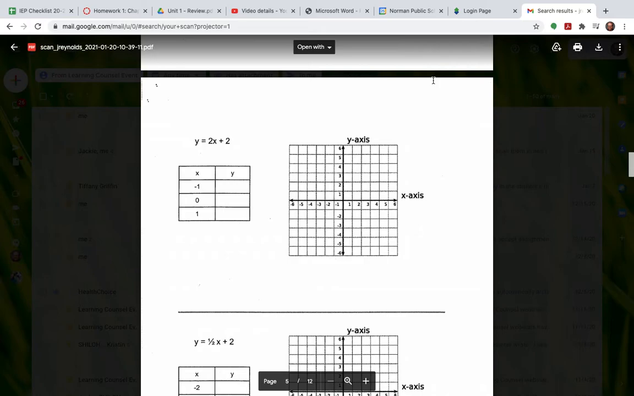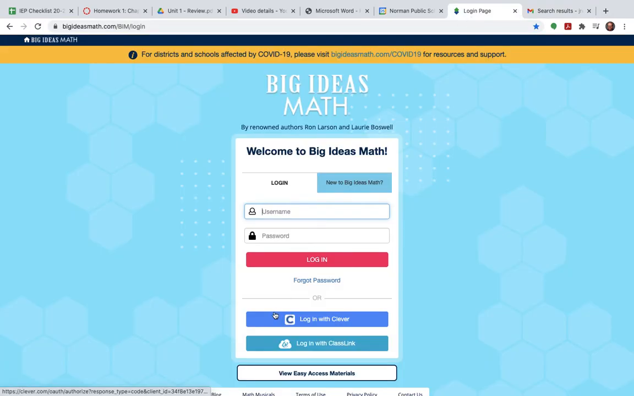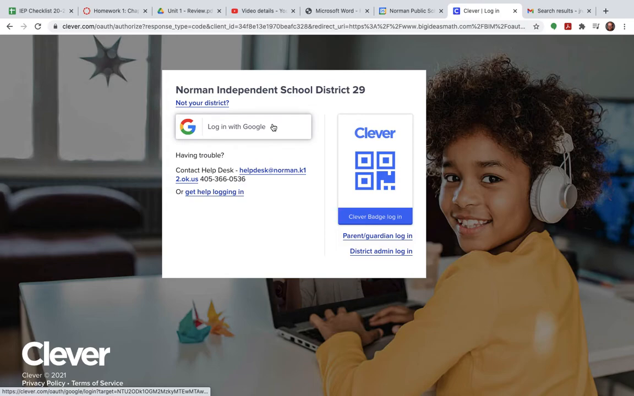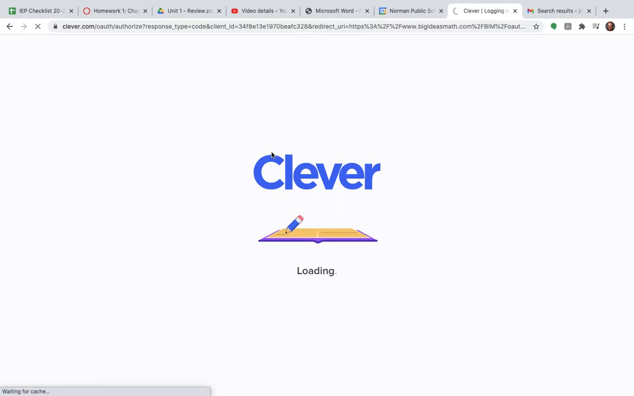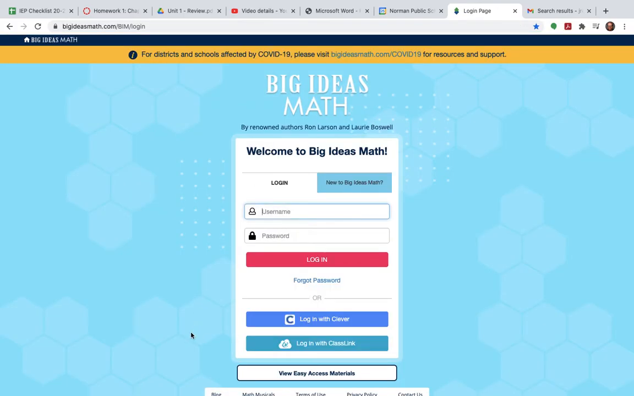So that's going to be Unit 3. Remember that Big Ideas Math is where your e-textbook is, and when you log in, you want to log in with Clever. So log in with Google using your student ID. Again, on the learning resources and helpful links back in the modules, there's a video on this too. I'm going to log in as a teacher. You're not, because you're the student. So, okay, let's try this again. Log in with Clever.